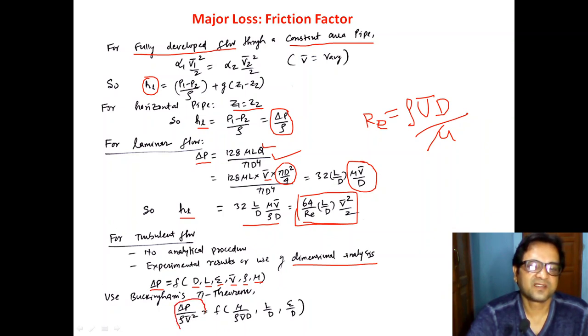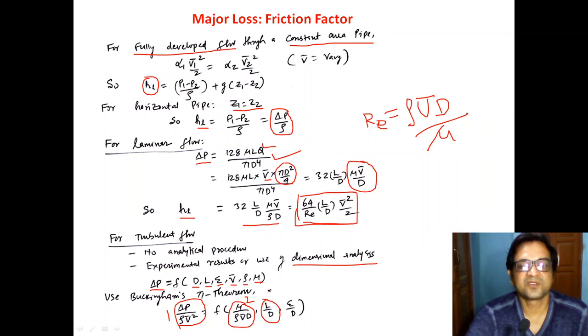So delta P can be non-dimensionalized by dividing it by rho V square. Delta P by rho V square becomes non-dimensional. So this is one non-dimensional quantity. Then the Reynolds number also we will get using these quantities. So mu by rho Vd becomes again a non-dimensional number, 1 by Re. L by D is also a non-dimensional number, and epsilon by D is also a non-dimensional number. So out of these 7 dimensional quantities, we got 4 non-dimensional numbers.